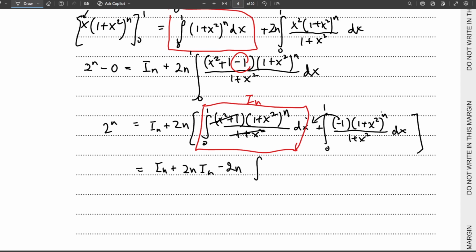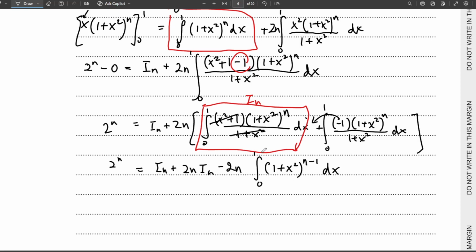So (1 plus x squared) power n divided by (1 plus x squared). The bottom is actually a power of negative 1, so I will combine both together. It becomes n minus 1. This is based on your exponent rules. And on the left hand side, 2n.